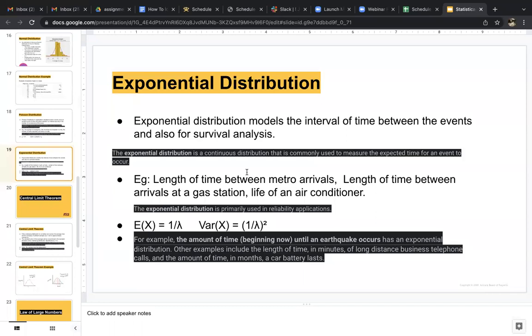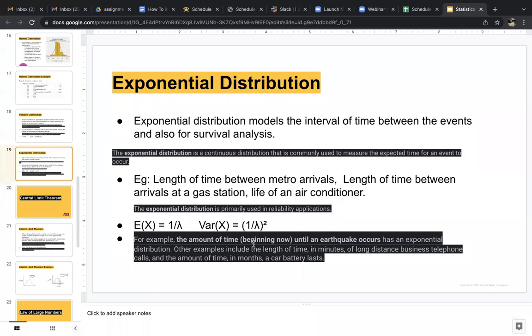Example, the length of time between the metro arrivals or the length of time between the arrivals at a gas station, life of an air conditioner. So all these probabilities can be calculated using the exponential distribution formula. So, for example, the amount of time beginning now until an earthquake occurs has an exponential distribution. So, if we know the current time or the previous time when an earthquake has occurred, we can find the probability of when the next earthquake might occur using the exponential distribution.